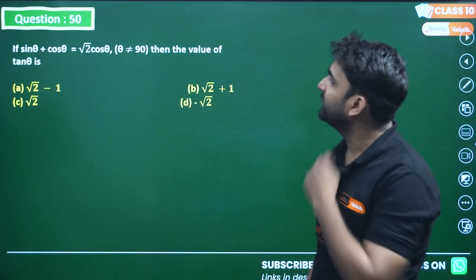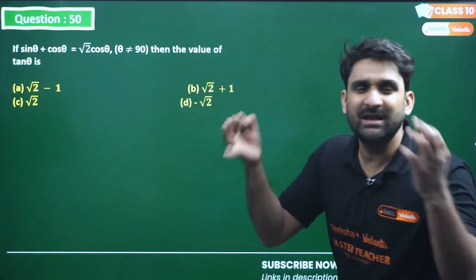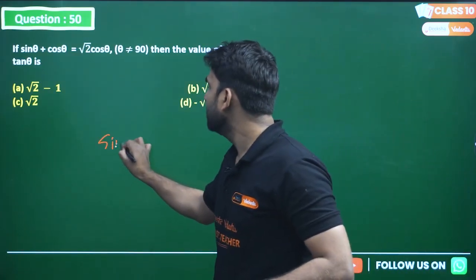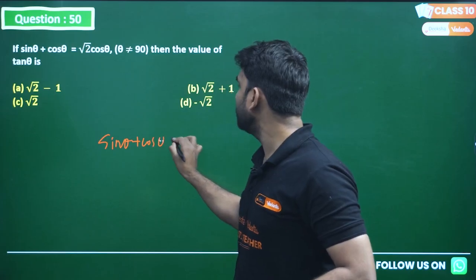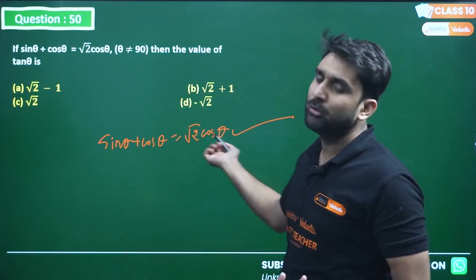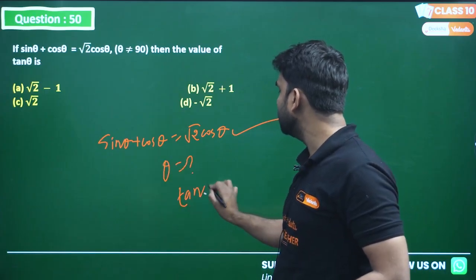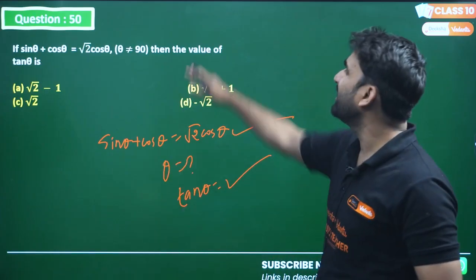Sin theta plus cos theta is root 2 cos theta. Then what will be the value of sin theta? Very easy question, my dear. If sin theta plus cos theta equals root 2 cos theta is given to you, square both sides, and once you get it, tan theta will be in front of you, my dear. So go and solve this question.